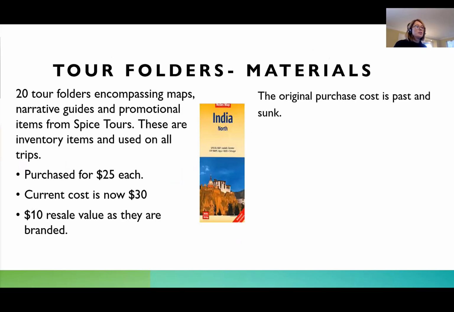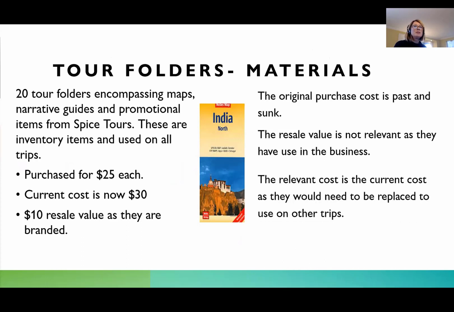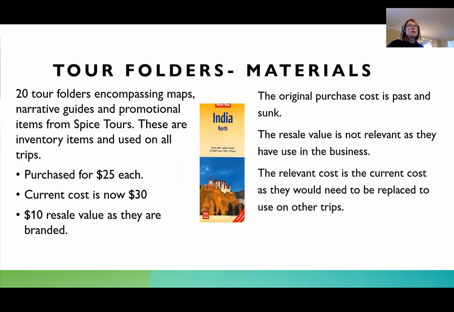The original purchase cost, remember, is past and sunk. It's no longer relevant. The resale value is not relevant as they have use in the business. And because they have to be replaced, then the relevant cost is the current cost because they're going to be used on other trips. That was 20 times 30 is 600.